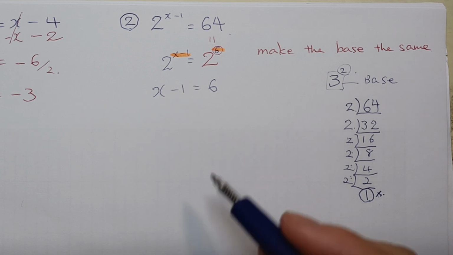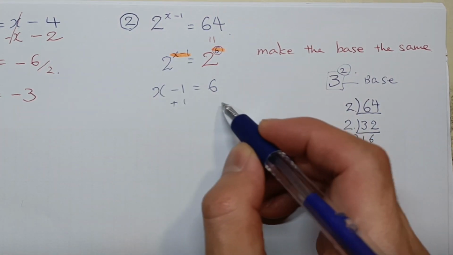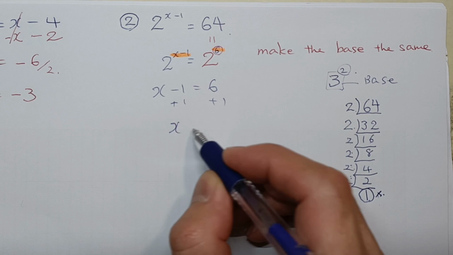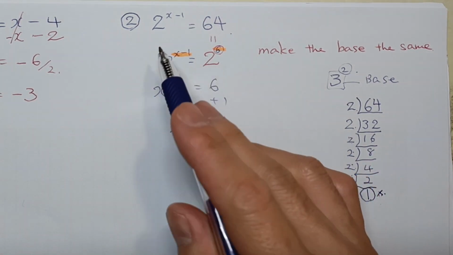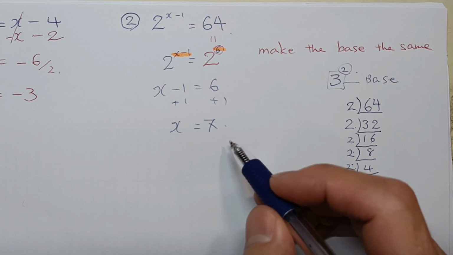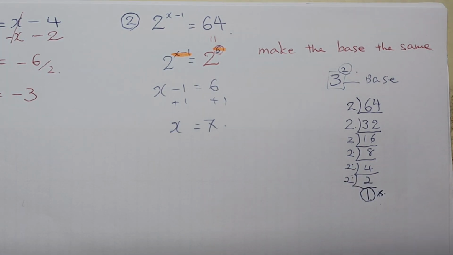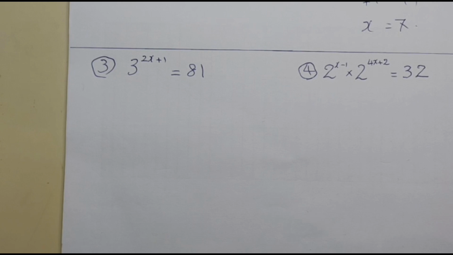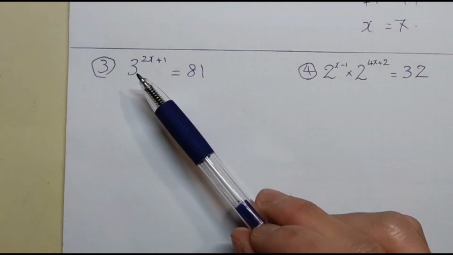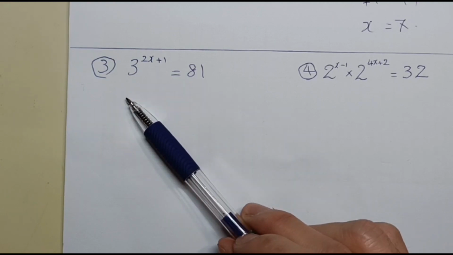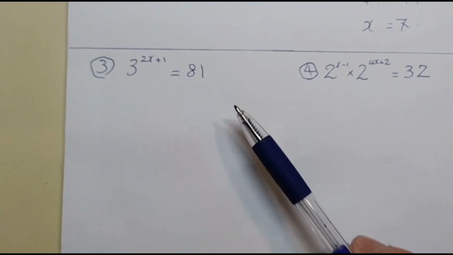Okay? In this case, you do plus 1, x equals 7. Okay? So this is the answer for the second equation. Right. Let's do the next one. Remember what I just mentioned before? When you're dealing with exponential equations, you're trying to make the base the same.